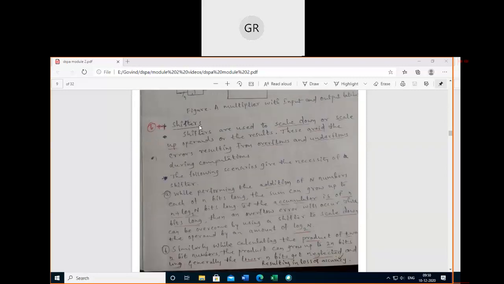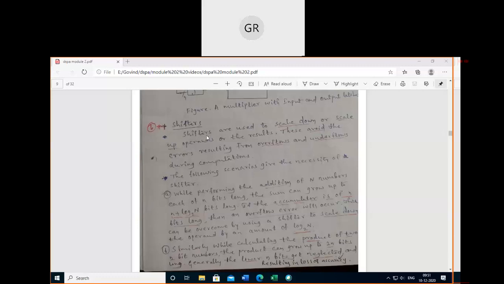The shifters are used to scale down or scale up operands or the results. These avoid the errors resulting from overflows and underflows during computation. Here, the registers have a particular size. For example, consider any accumulator. If it is 16-bit, what will happen if it exceeds 16 bits? Overflow. To avoid that, we can use the shifters.